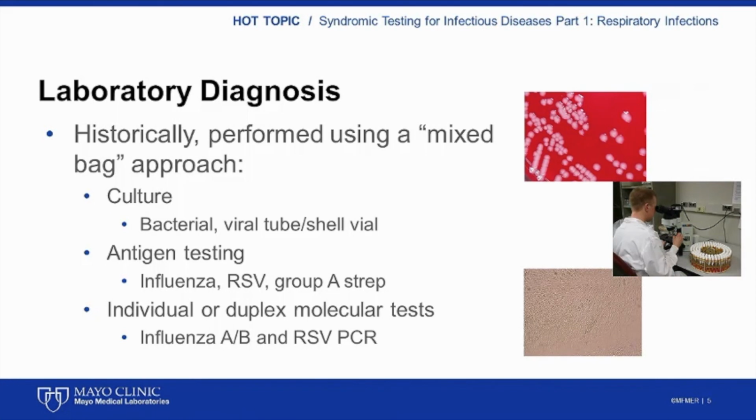Antigen testing, specifically for influenza, respiratory syncytial virus, and group A strep, is also fairly common. This approach provides a rapid result, typically in 15 to 20 minutes. However, the sensitivity of these tests is often low, requiring follow-up testing if the result of the antigen test is negative. In the last 10 years or so, molecular tests, usually targeting 1 or 2 organisms per assay, have revolutionized our ability to diagnose infectious diseases.